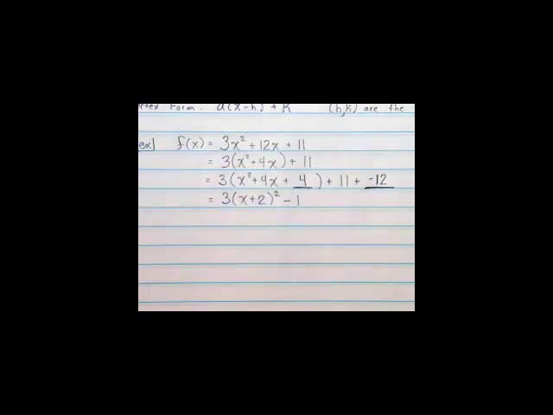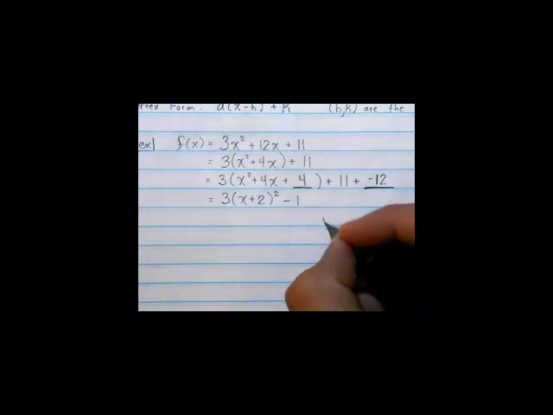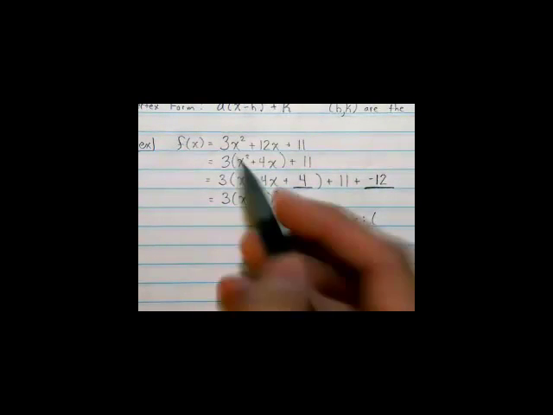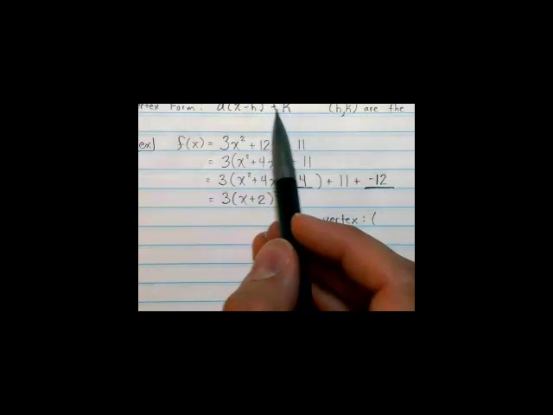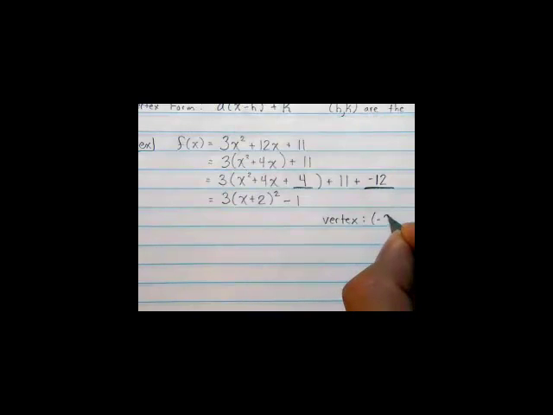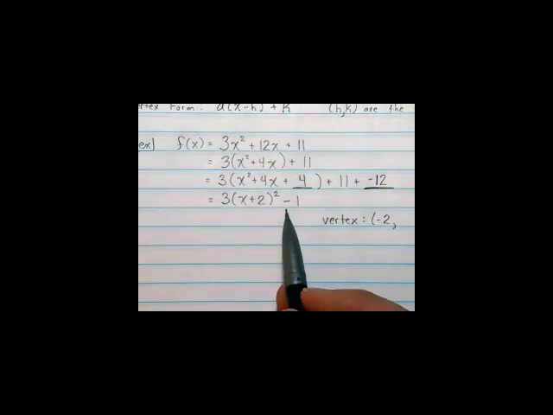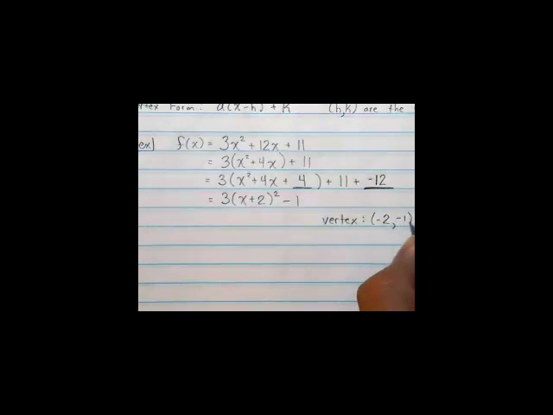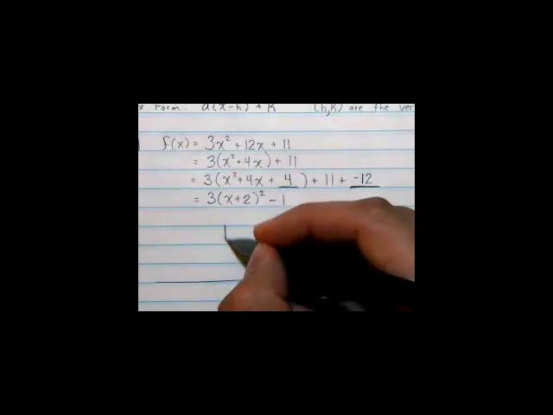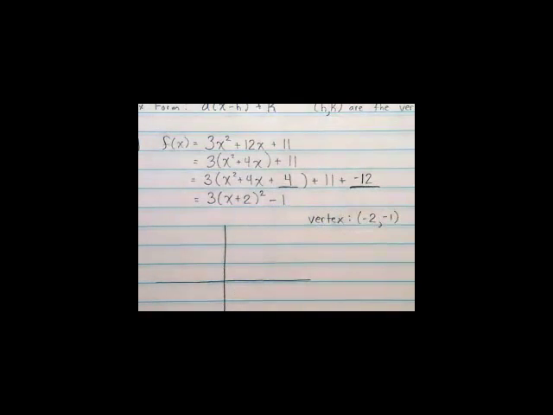So what's my vertex? So it's minus h and plus k. So what's the h? Negative 2. And what's the k? Negative 1. Yep, so the vertex of that parabola is at negative 2, negative 1. So, if I'm going to start piecing together a graph here, I know that my vertex needs to be at negative 2, negative 1.